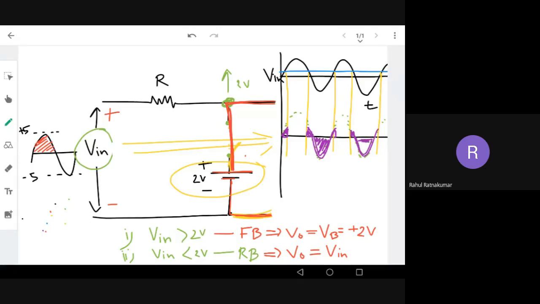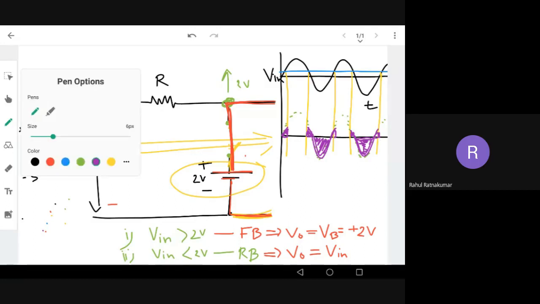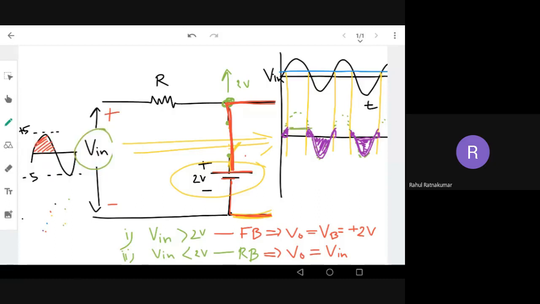Now the question is, what will happen if V input is greater than 2 volt? Now the diode is forward biased. When the diode is forward biased, we know 2 volt is coming across the output. So now I need to show this 2 volt. 2 volt is coming across the output. This is the 2 volt area. Okay. Now I'm marking those areas where my input is greater than 2 volt. These are the regions. Okay. So this is the way of analyzing.